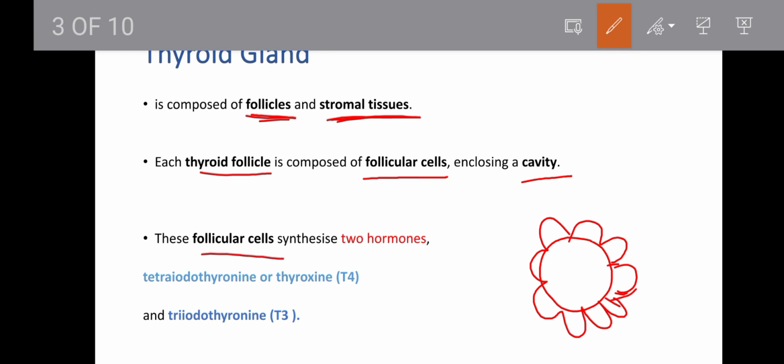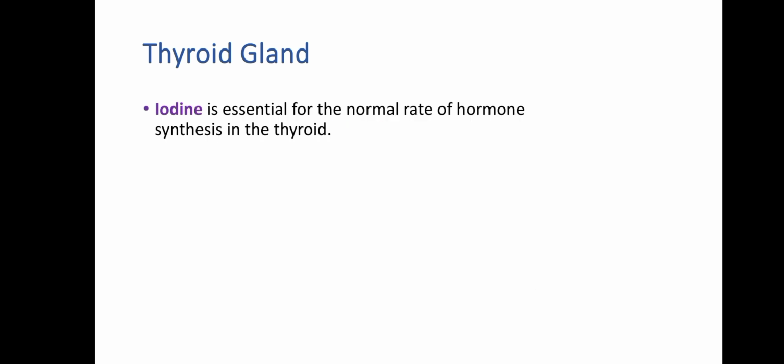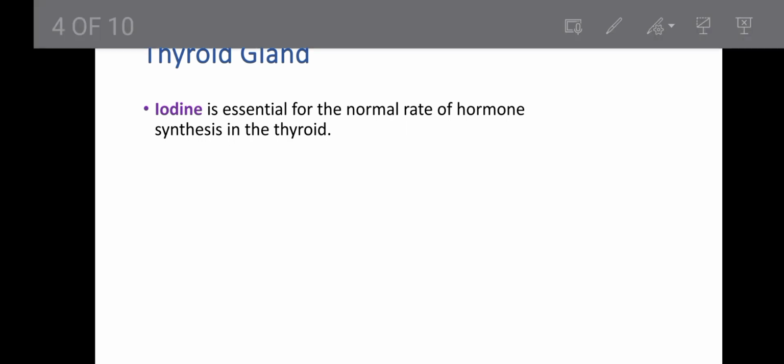These follicular cells synthesize two hormones, T3 and T4. T4 is also known as thyroxine or tetraiodothyronine, and T3 is triiodothyronine. T4 is thyroxine and T3 is triiodothyronine. Iodine is essential for normal rate of hormone synthesis in thyroid. So for normal thyroid hormone synthesis, iodine is essential.